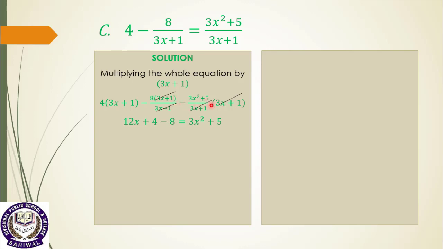The other values will cancel each other. When multiplying 4 by 3x, we get 12x. When multiplying 4 by 1, we get 4 minus 8 equal to 3x square plus 5. Rearranging this equation in the general form of the quadratic equation and solving it, we get 3x square minus 12x plus 9 equal to 0.